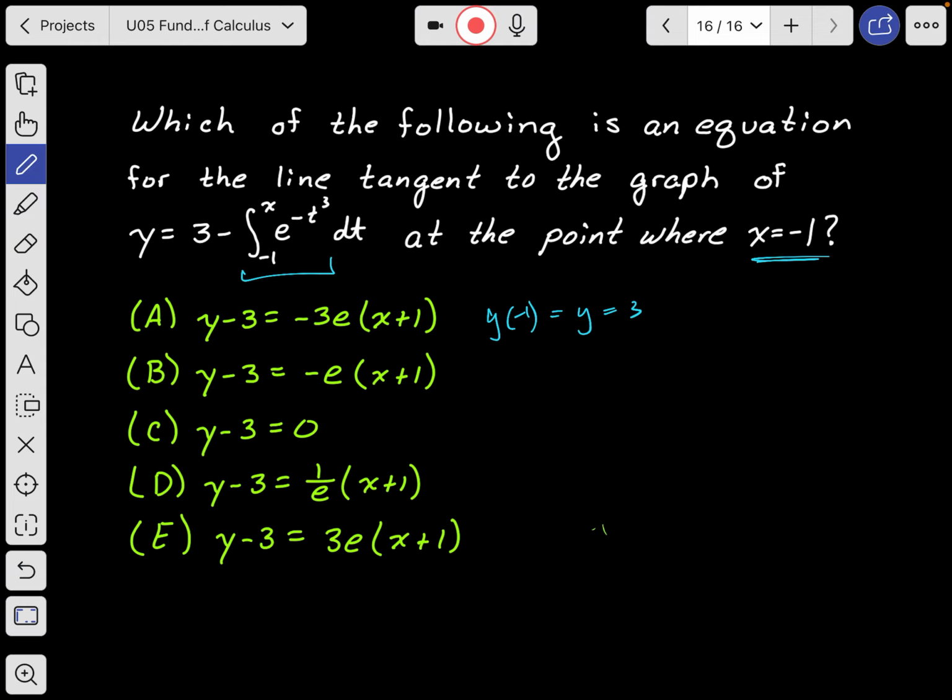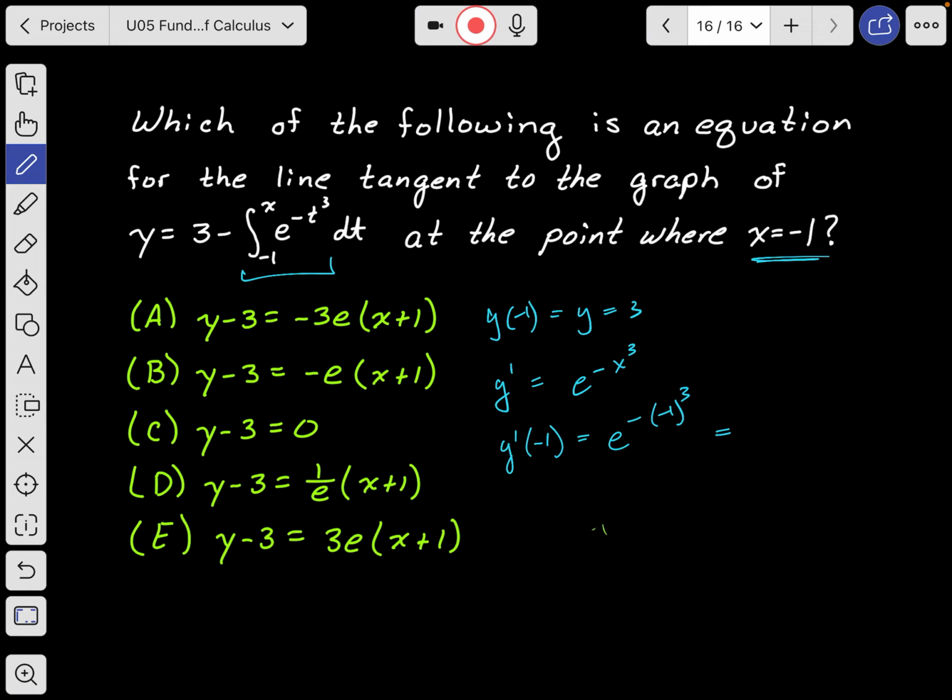So now we need the derivative of this. The derivative of the 3, the constant, will go to 0, but the derivative of the integral is the function evaluated at the upper limit, so y prime is going to give us e to the negative x cubed. Now we're going to evaluate that at negative 1. So y prime of negative 1 is equal to e to the negative 1 cubed. Negative 1 cubed is negative 1, so that's just e, right? Oh, did I drop it? Oh, what did I do? I dropped a negative somehow.